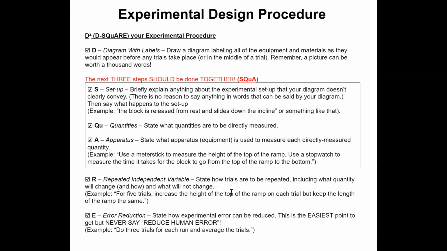Really just say do 3 trials for each run and average those trials. And that way you are set. And that is the experimental design procedure acronym DSquare.